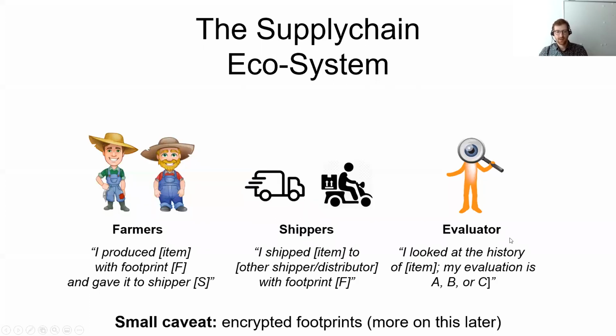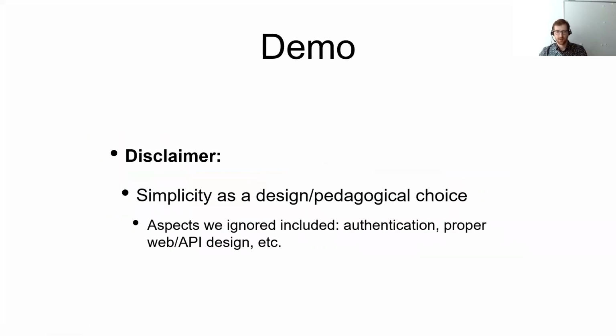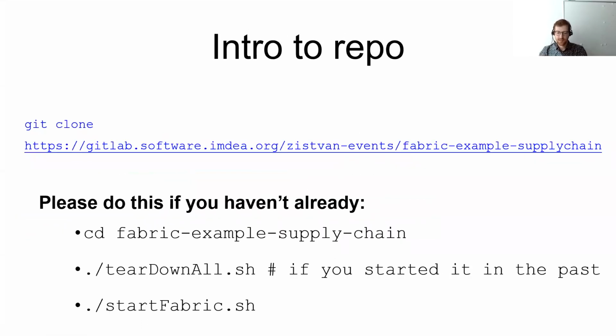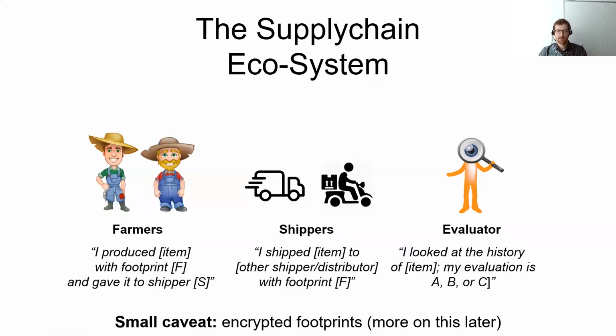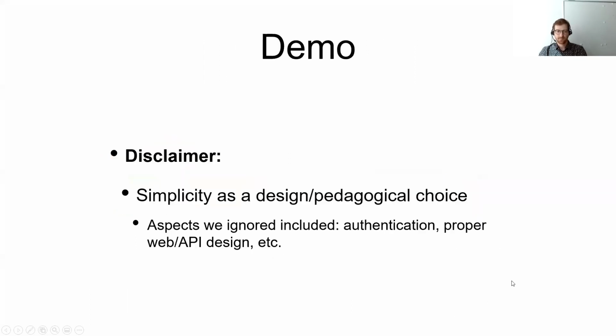So what we have done in this example is encrypt the CO2 footprints that you're recording on the blockchain. I really don't want to go into those details, but you will see how encryption works, and then, using public key cryptography, only the evaluator can decrypt this footprint. Both the farmers and the shippers put the footprints encrypted with the public key of the evaluator, and then the evaluator can look at all these footprints in plain text and generate the evaluation.